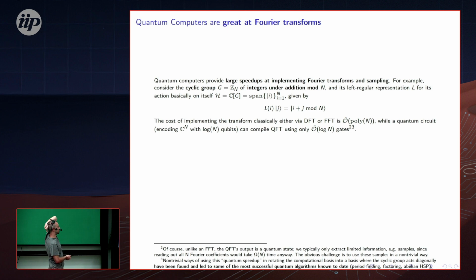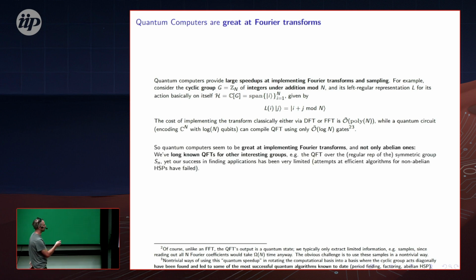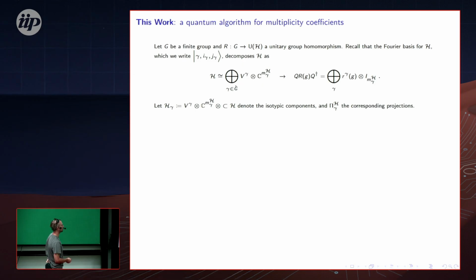So the obvious challenge is to use the samples in a non-trivial way. Non-trivial ways of using this quantum speedup, in rotating the computational basis, or if you want the group basis of integers modulo addition n, into a basis where the cyclic group acts maximally diagonally, which in fact, because it's abelian, is fully diagonally, have been found and led to some of the most successful quantum algorithms known to date: period finding, factoring, abelian HSP. Similarly, we've known QFTs for the symmetric group, but applications have so far failed, most applications.